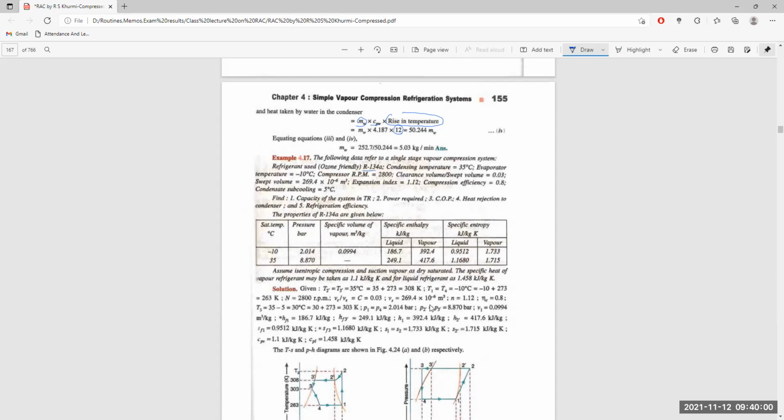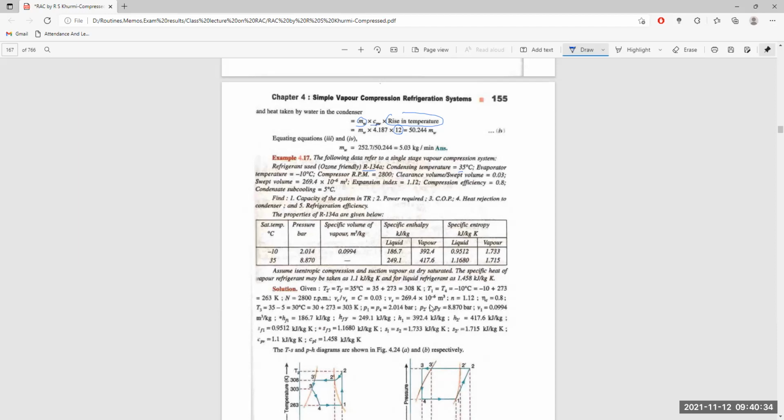The condensation temperature is given as 35 degrees centigrade, means after the condensation, temperature is 35 degrees centigrade itself. The evaporator temperature is minus 10 degrees centigrade, means at the end of evaporation, the temperature is minus 10 degrees centigrade itself. So minus 10 degrees is our low temperature T1, and T3 is equal to the higher temperature T2.